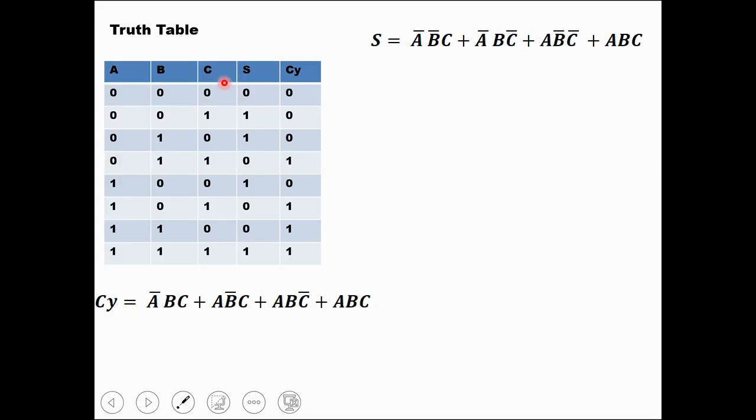For the second combination, sum 1, carry 0. For the third combination, sum 1, carry 0. So similarly, for the last combination, sum is 1 and carry is 1. So after finding this truth table, we have to convert this truth table to the sum of product terms. For converting this truth table to sum of product form, we have to select the rows which have 1 outputs.